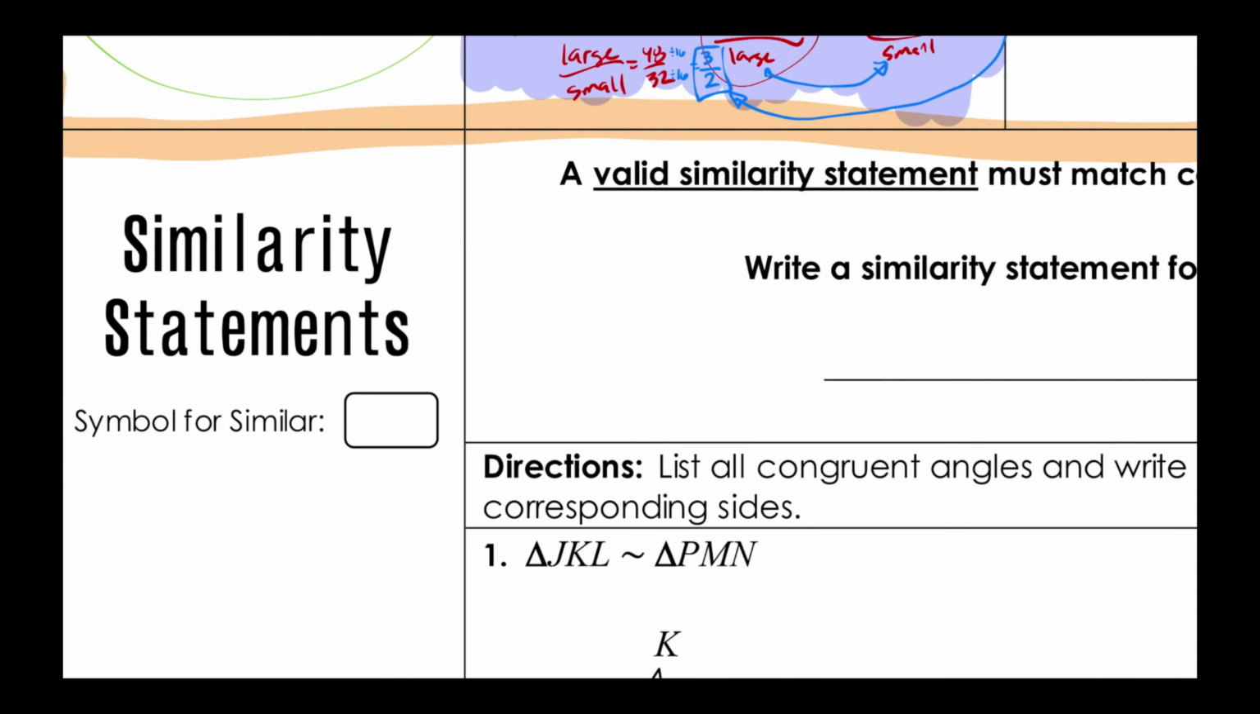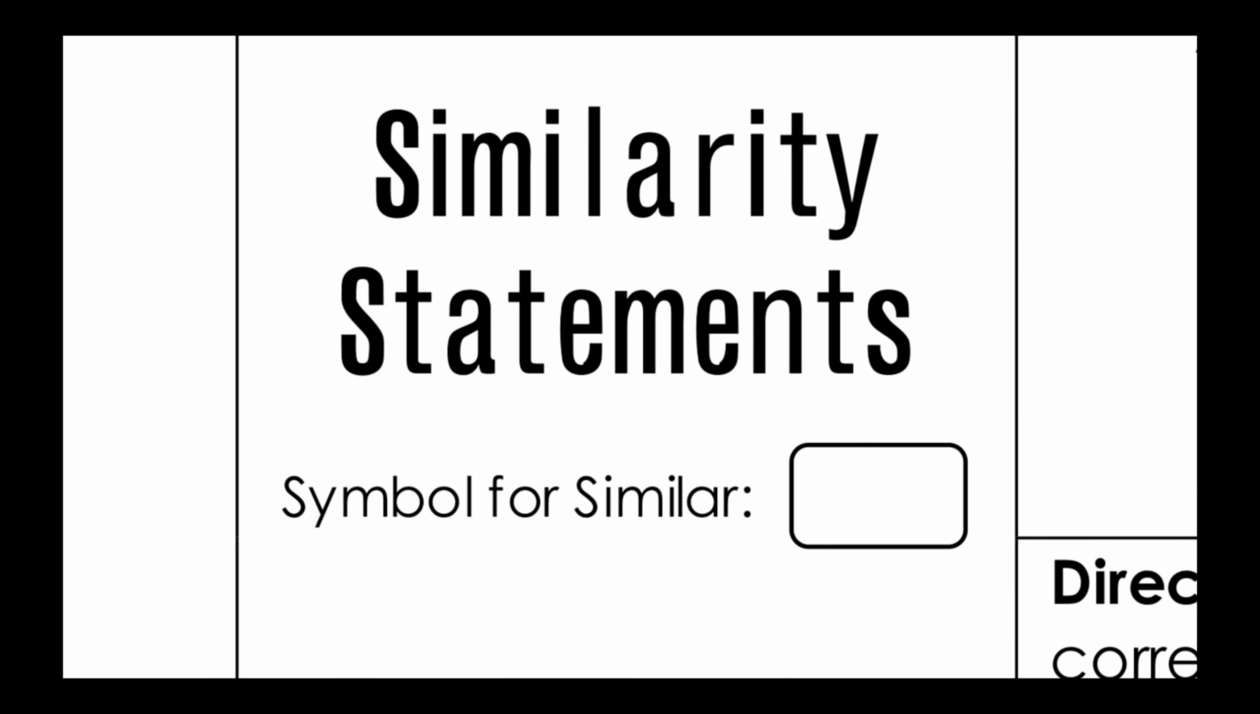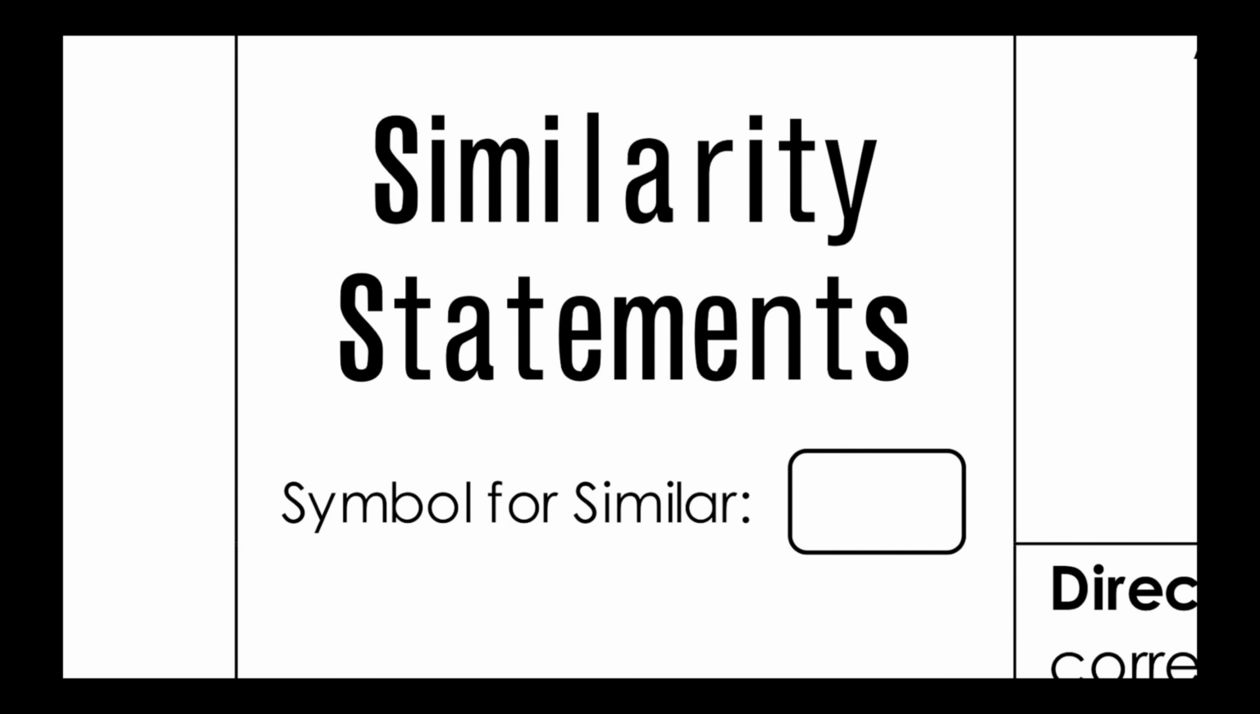So let me show you what I'm talking about. Before we do that, these problems are going to give you a similarity statement, meaning they're going to tell you which things are similar. Okay, so you need to know the symbol for similar. This little squiggly line means similar. That's the symbol for similar. So when you see triangle HIJ, and then you see this little squiggly line, and then you see triangle KLM, that means they are similar. One's a bigger version of the other, or one's a smaller version of the other.